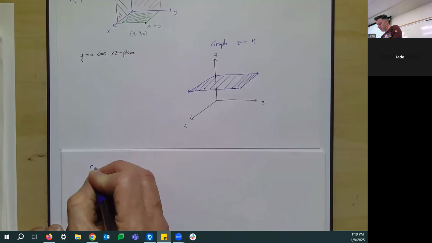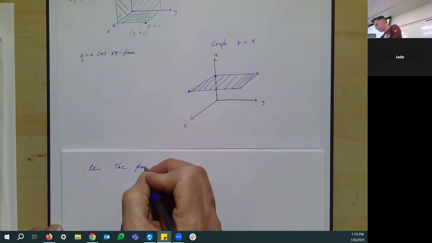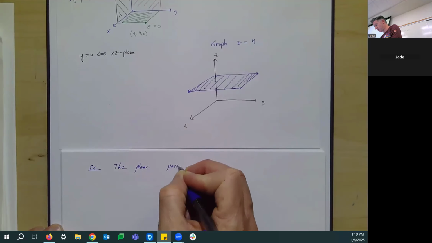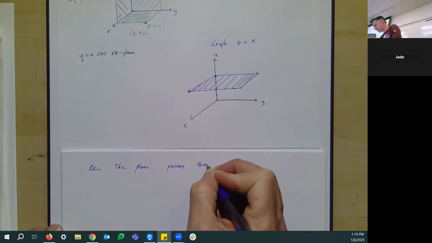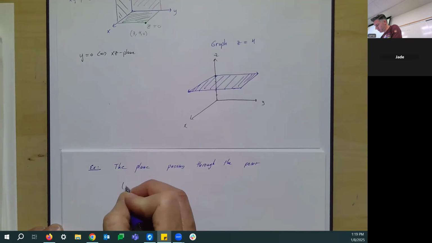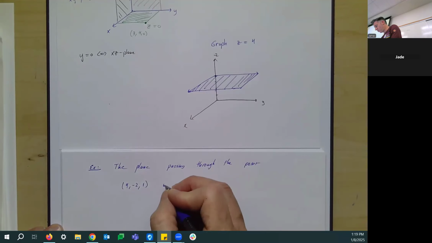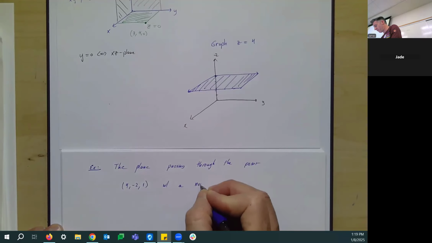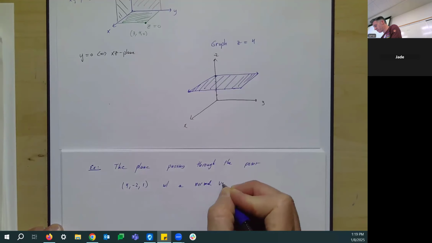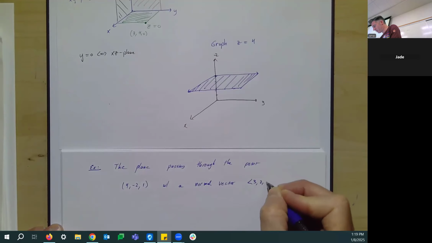So for example, the plane passing through the point (4, -2, 1) with a normal vector (3, 2, 5).